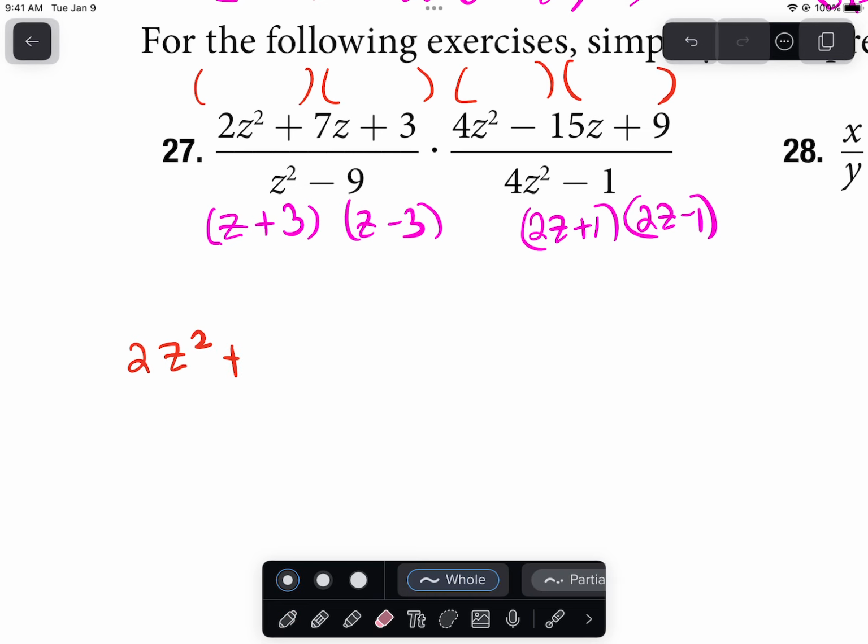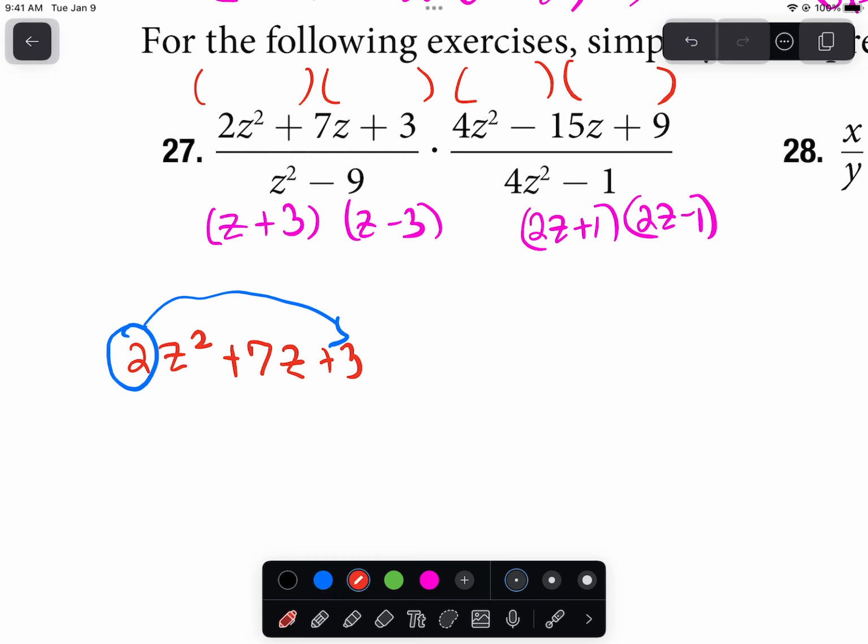Okay, that being said, let's factor 2z squared plus 7z plus 3. I always want to start making a z. Now, I use a method called slide and divide. So we're going to take the front coefficient in descending order. We're going to slide it over, and we're going to multiply it by what is on the back end. So plus 3 becomes a plus 6.